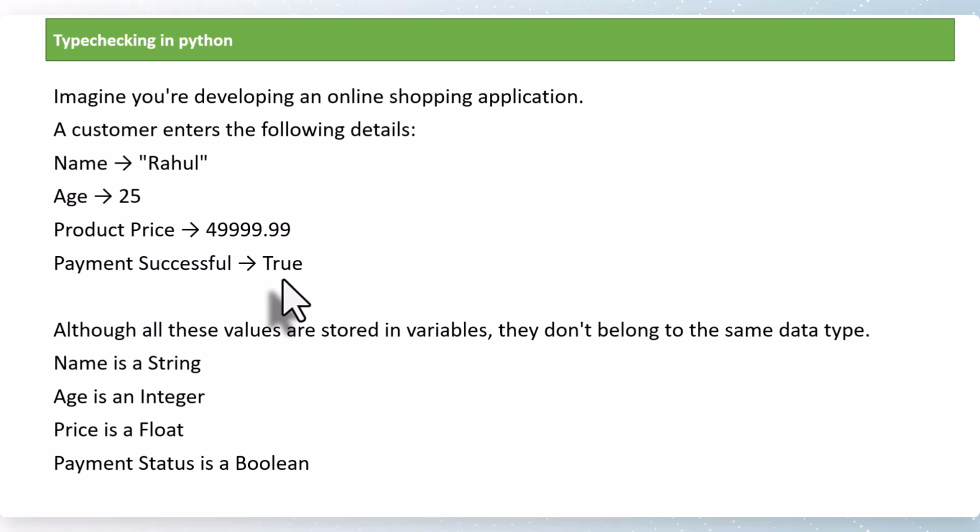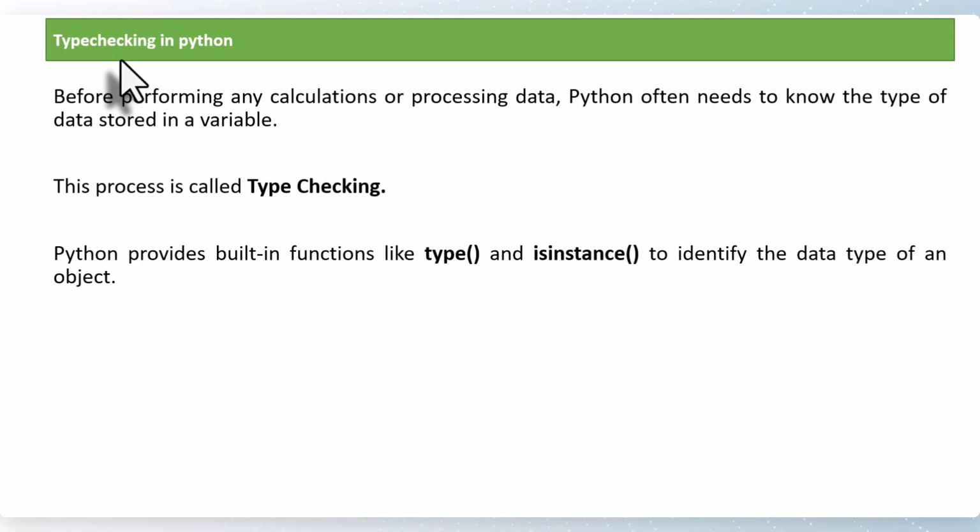So I want to see what is the type of a particular variable. How can you do that? That is type checking. In many applications, you need to understand what type of data you are going to perform different operations on. Before performing any calculations or processing the data, Python often needs to know the type of the data stored in a variable. This process is called type checking.